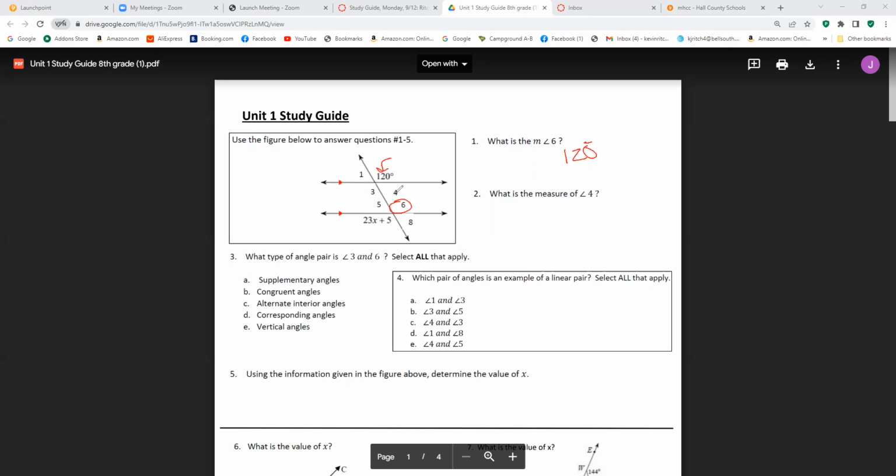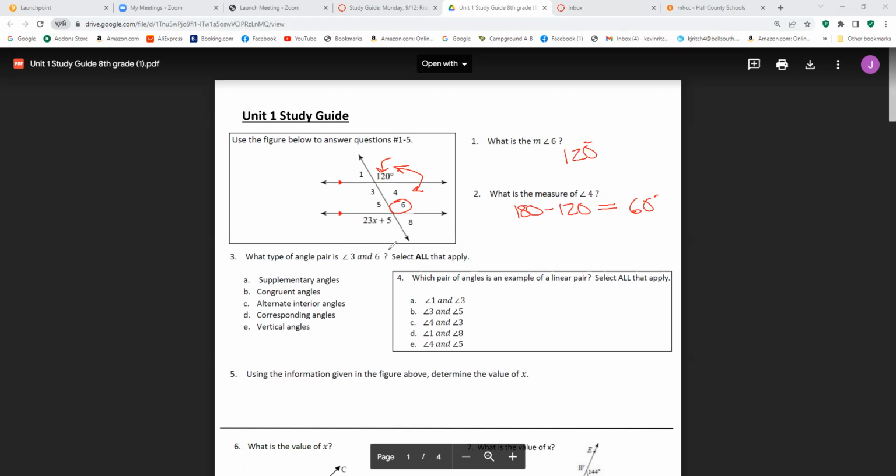So angle 4 and 6 are supplementary. Also 120 and angle 4 are supplementary. So we are going to subtract 120 from 180, and we know that the measure of angle 4 is 60. These two angles are supplementary, so angle 4 is 60 degrees.